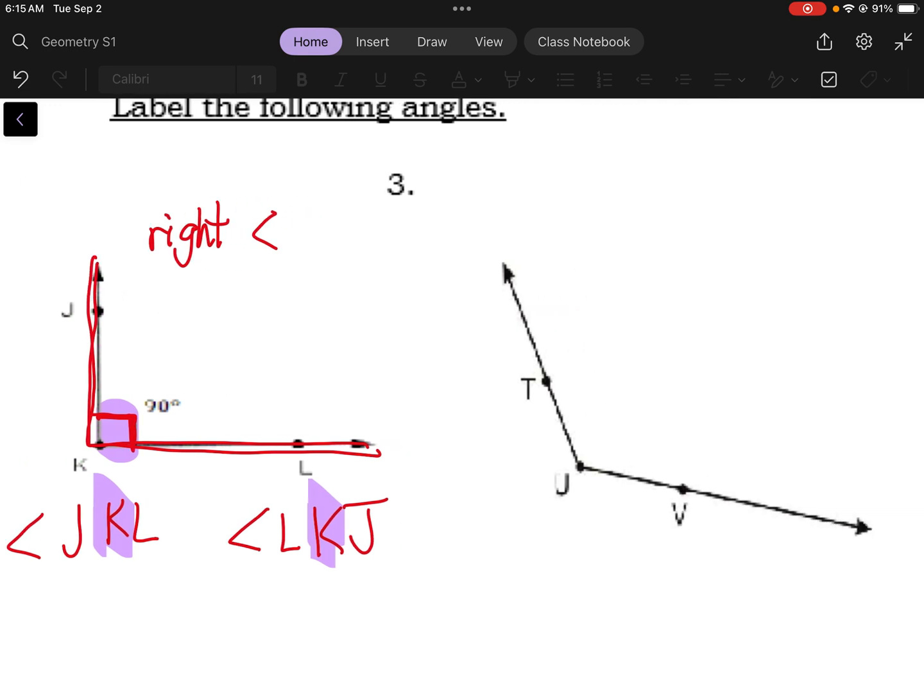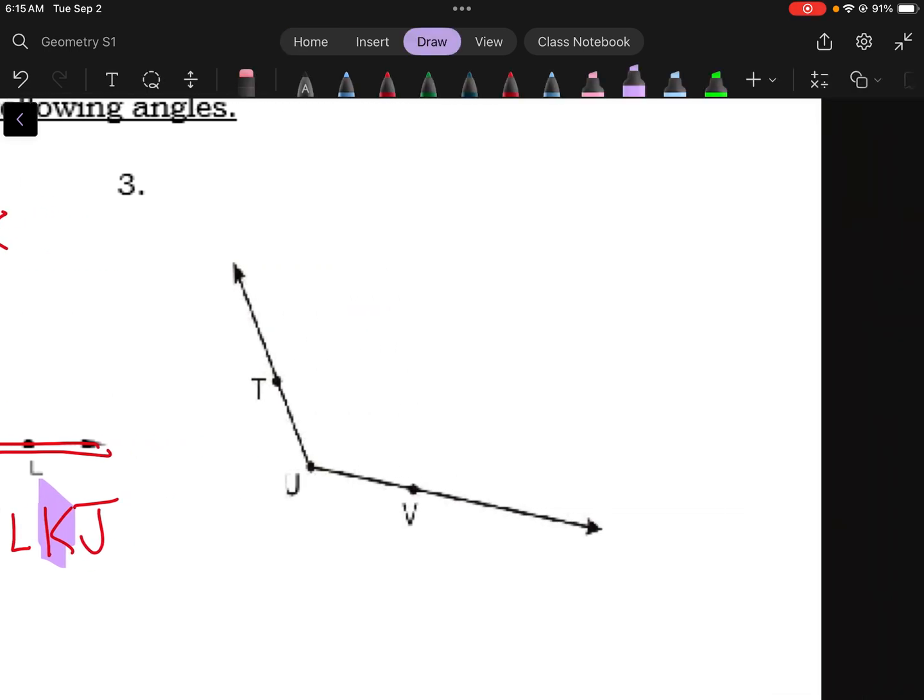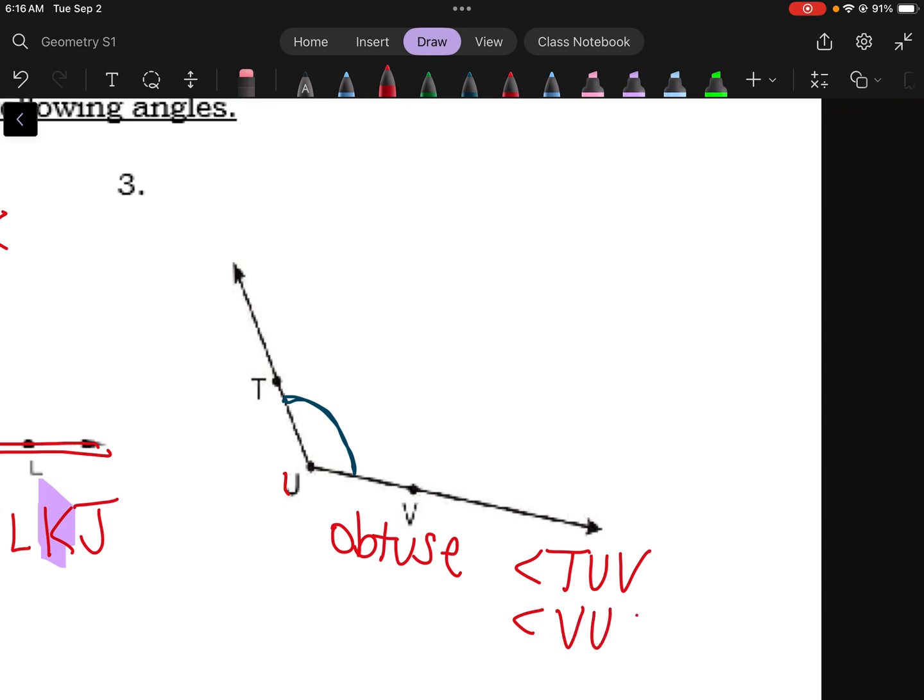All right, last one. What type of angle does this look like? Well, it's not a straight angle. It looks bigger than 90. It's bigger than that 90 degrees. So this is obtuse. We can write TUV and VUT. The letters are very similar. Again, U is the middle letter when you're writing the angles.